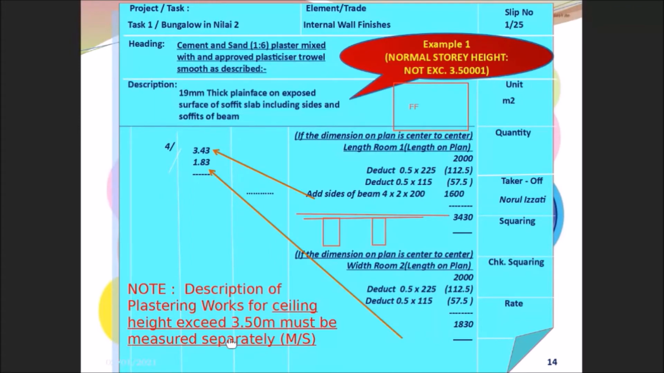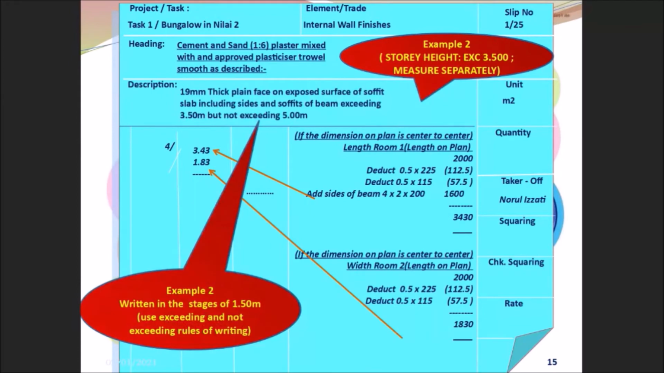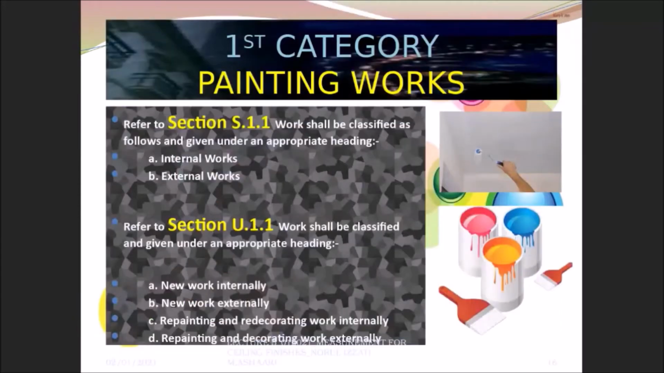Description of the plastering for ceiling at ceiling height 3.5 must be measured separately according to S.1.6. So this is one of the examples of the measurement, similar quantity, but because the height is different, you have to measure separately. You can see all the quantities are similar. Use the terms exceeding and not exceeding, and you have to write in stages of 1.5 meter. This is the story height, exceeding 3.5 meter. You can see the detail, heading and description are similar.